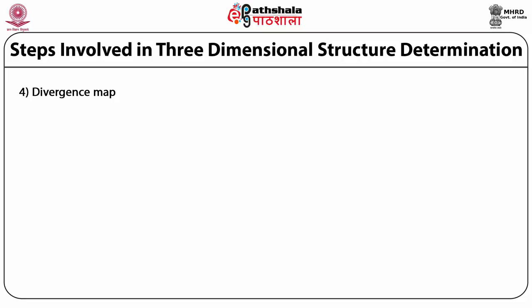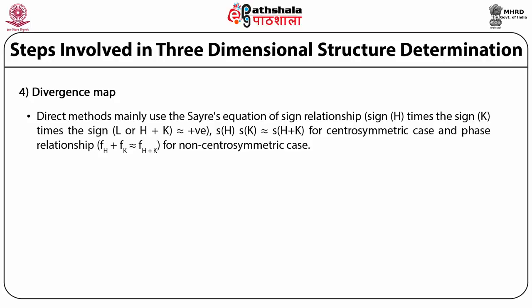Direct methods mainly use the Sayre equation of sign relationships, that is, sign of H times sign of K times sign of L is probably positive. This is mostly used for the centrosymmetric case, as sign of H times sign of K is nearly equal to sign of H plus K. The nearly tells you that since you are using probability, nothing is exact. For the non-centrosymmetric case, we have the relation phi of H plus phi of K is nearly equal to phi of H plus K. What it tells you is that, suppose you know the phase of reflection H and the phase of reflection K such that H plus K plus L equals 0, then the phase of H plus K is simply the phase of H plus the phase of K.